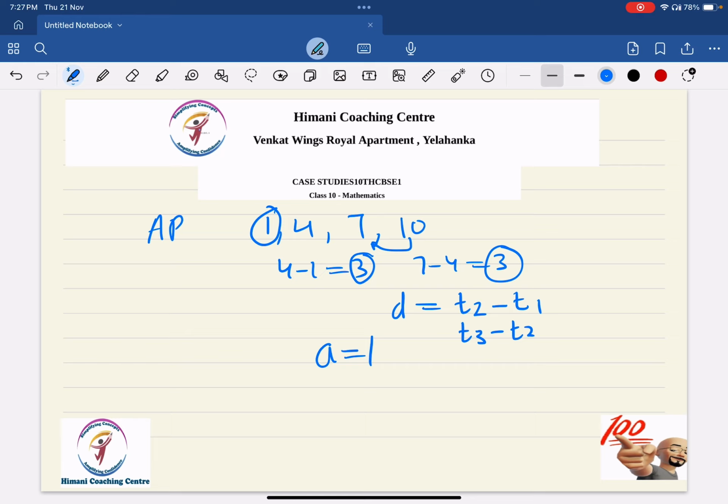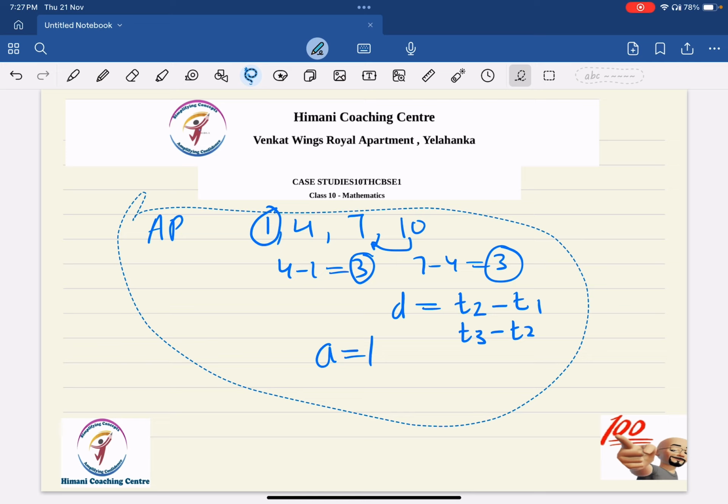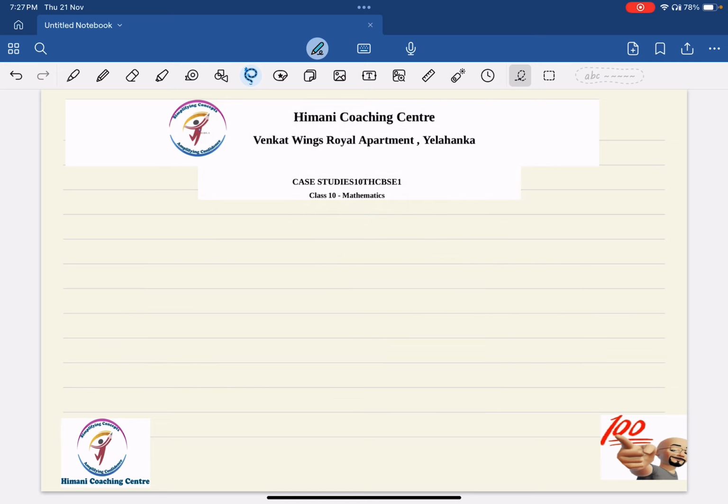So now, what are the formulae which we should know to solve questions on AP? To find the nth term of an AP, the formula is an equals a plus n minus 1 times d. So let us say some question comes and says find the 20th term of an AP. We will replace n with 20 and you will get the answer as a plus 19d.